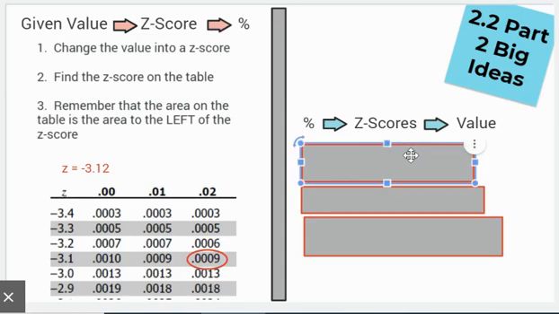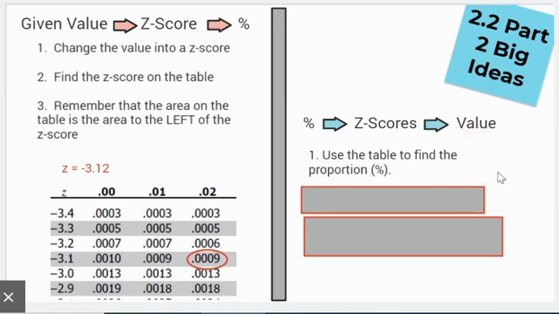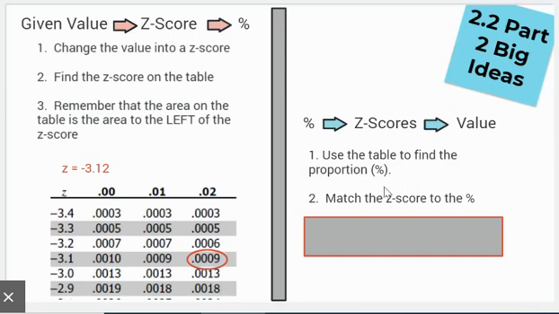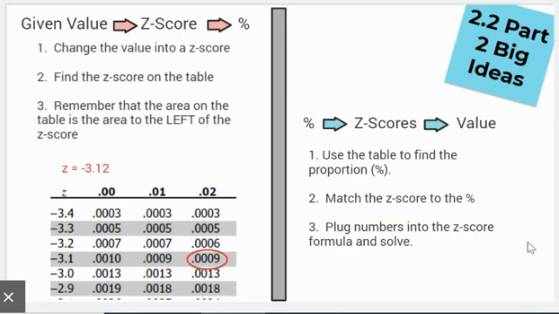then find the value? Well, the first step that we need to take is to go to the table and find the given percent in the table. Okay, actually in the table it's a proportion, not a percent, but we need to find the value that's in the table. Once we find that value in the table, we need to work backwards to match the z-score that goes to that percent. And then once we match the z-score to that percent, we can then plug into our z-score formula, plug the numbers into our z-score formula and solve for the value that we need to find.